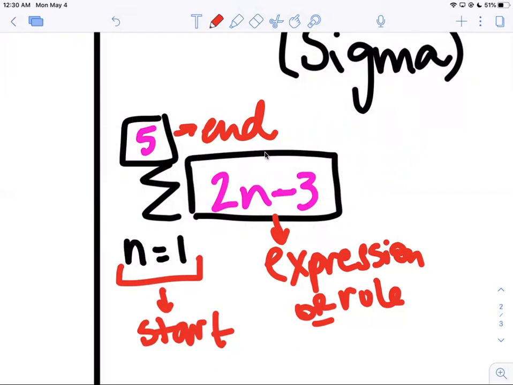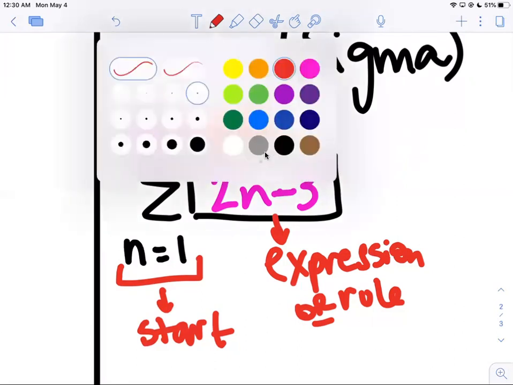So it goes like 1, 2, 3, 4, 5, all the way until you tell it to stop. So this is kind of like a little computer program. Again, not sure if that's relevant to anybody, but I'm trying to connect some dots if anybody needs them.